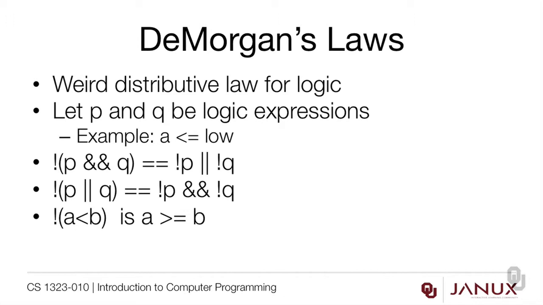Now, the thing we need to think about is what does not A less than B mean? Well, if you think about it for a minute, it means A is greater than or equal to B. So when you negate a less than, you get a greater than or equal to. And similarly, if you negate a greater than, you get a less than or equal to. And those flip both ways. This was an example of De Morgan's laws.